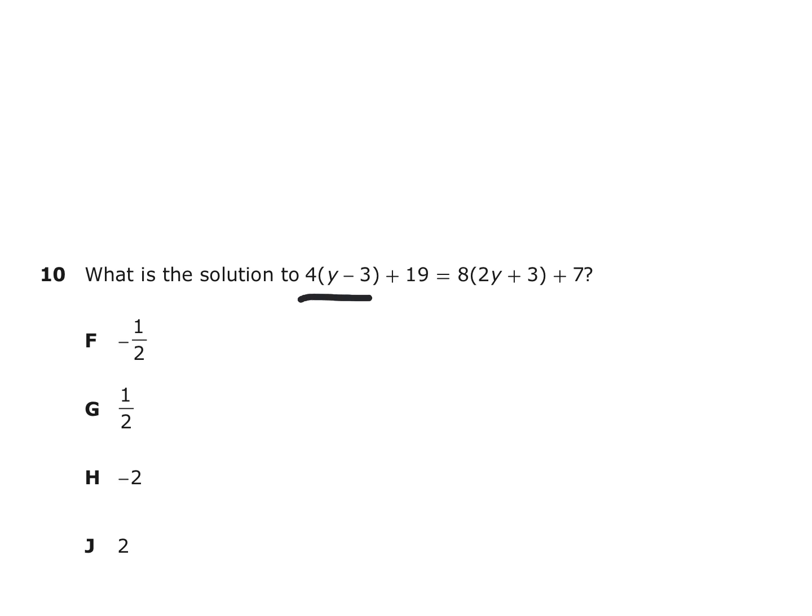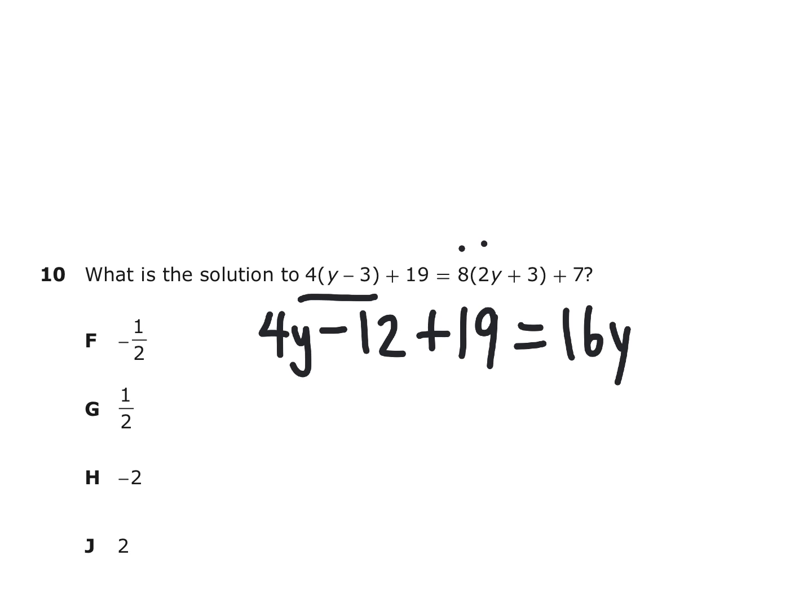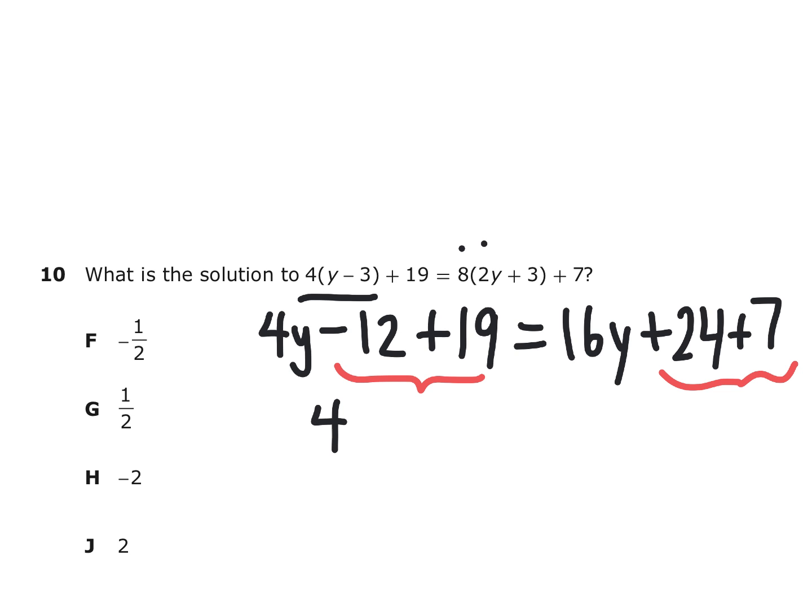What I'm going to do is take this part right here, and I'm going to distribute 4 times y, that's 4y, and then 4 times a -3, that's -12, plus 19, and then you have equals to 8 times 2y, that's 16y, and 8 times 3, distributive property, that's going to be 24, and then you have a plus 7. So I'm going to combine like terms here. I'm going to add these two right here, and I'm going to add these two right here. So I'm going to have 4y. 19 minus 12 is 7. So I have 4y plus 7. That's equal to what? I'm going to add 24 plus 7, which is 31. So I'm going to have 16y plus 31.